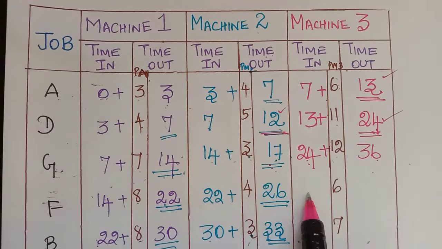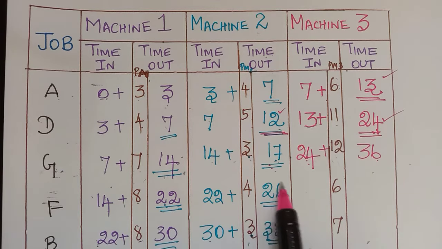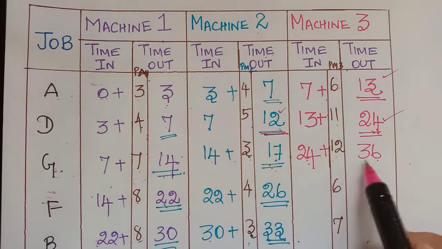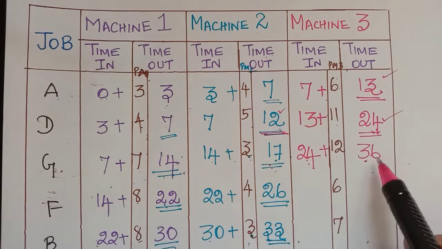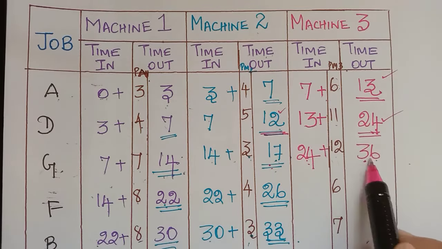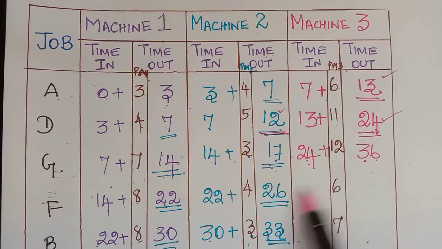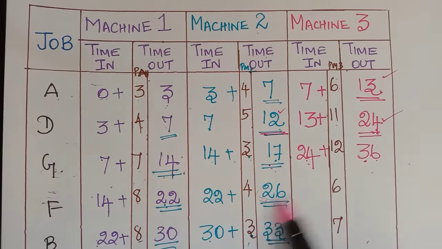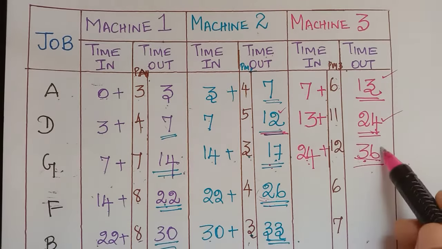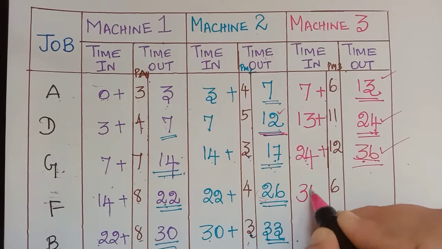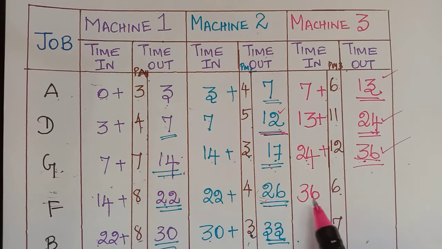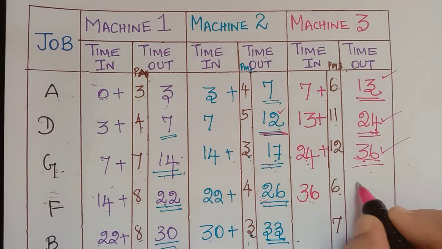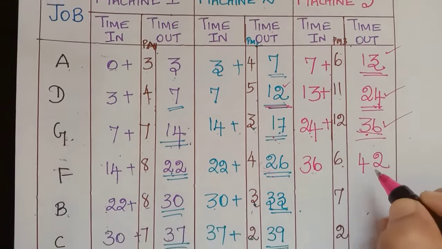Now when will F enter? We have to check. It comes out at the 26th hour. But when is G finishing and going? At the 36th hour only it is finishing and going. So it can enter only at this hour. Or else simply remember, you have to choose the maximum of this value or this value. Which is maximum out of these two? 36 is maximum, so 36 you have to write here. It works here for 6 hours, so 36 plus 6 will be 42. So it comes out at 42 now.